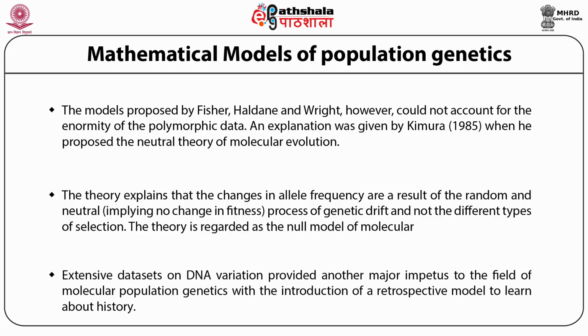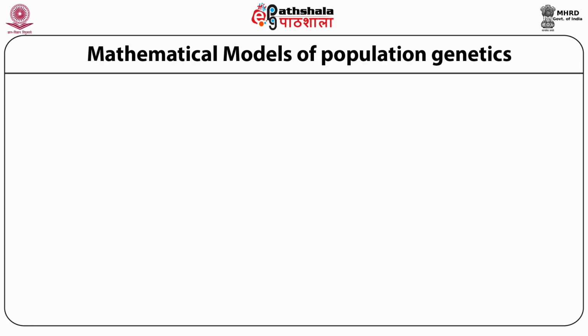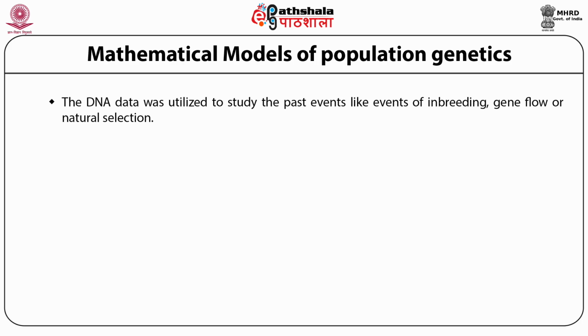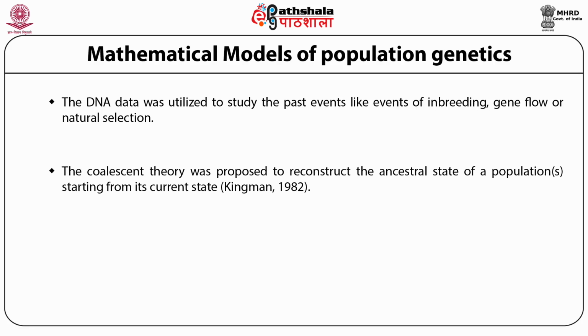Extensive data on DNA variation provided another major impetus to the field of molecular population genetics with the introduction of retrospective models to learn about this history. This huge amount of polymorphic data was utilized to study past events like events of inbreeding, gene flow, or natural selection. The coalescent theory was proposed to reconstruct the ancestral state of a population starting from its current state. This theory was given by Kingman.